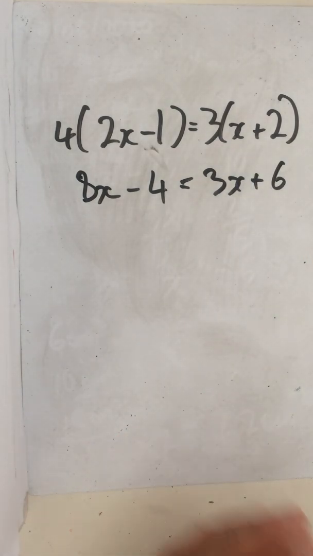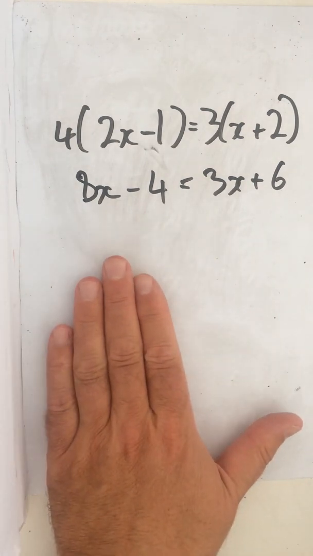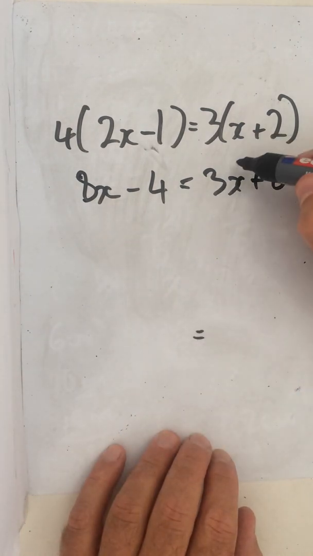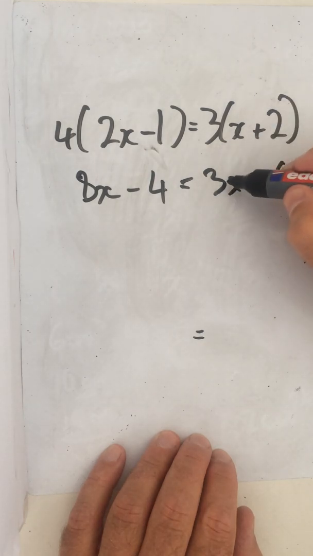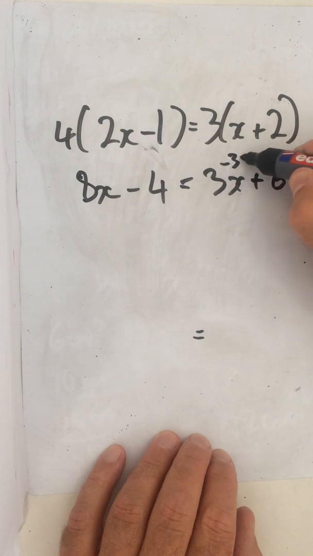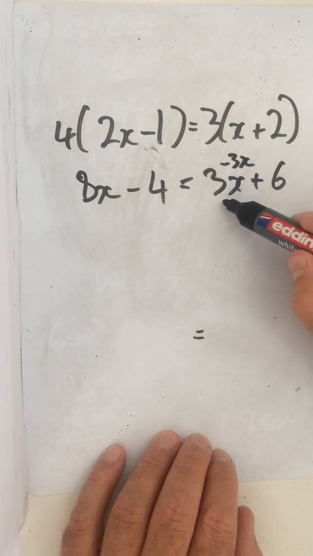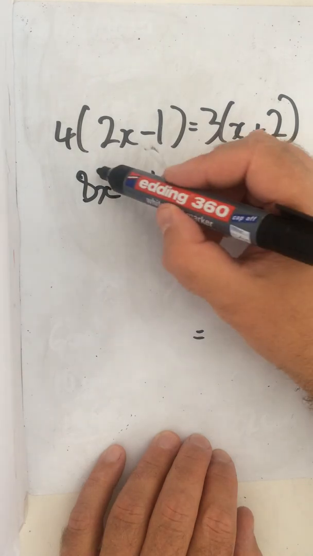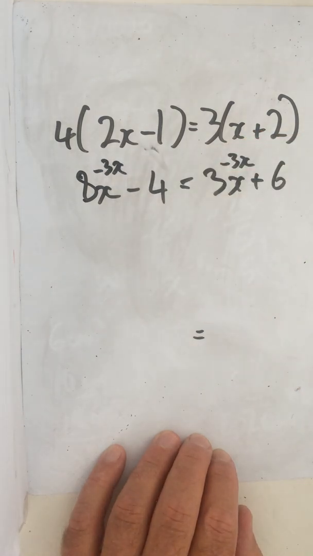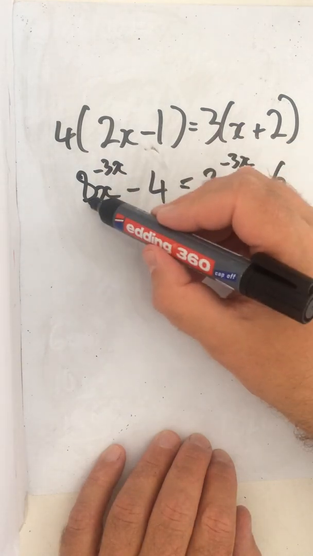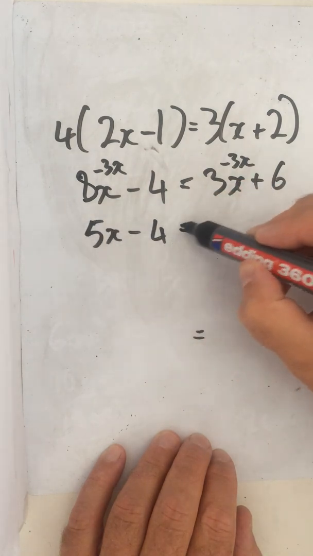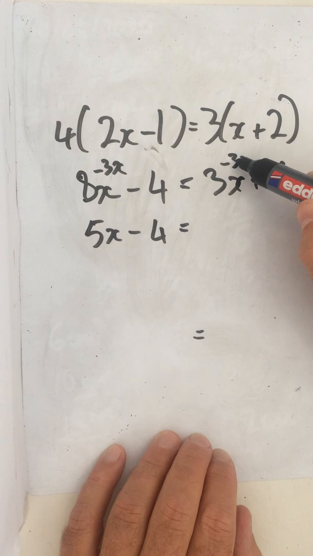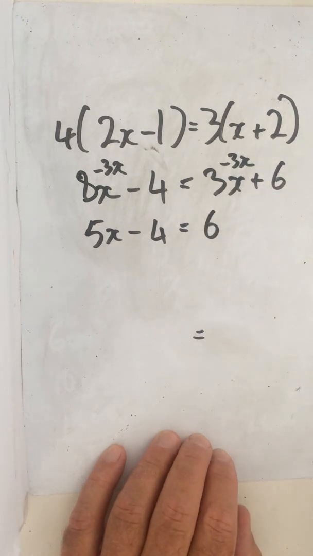Again, we need to be left with x on just one side of the equation. So this is 3x here, and we want to get rid of this 3x. Remember, if we take away 3x's, we're left with no x's at all, that leaves us with nothing. And we do this by the balance method, so we do the same on the other side. Therefore 8x take away 3x is 5x. The rest stays the same. 3x take away 3x is 0, so we're left with a positive 6.